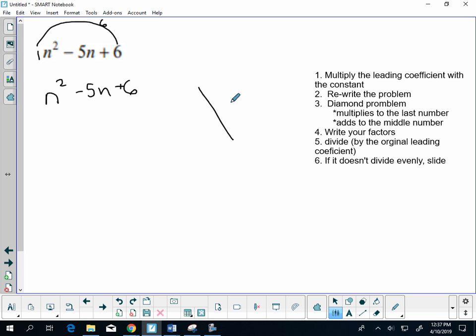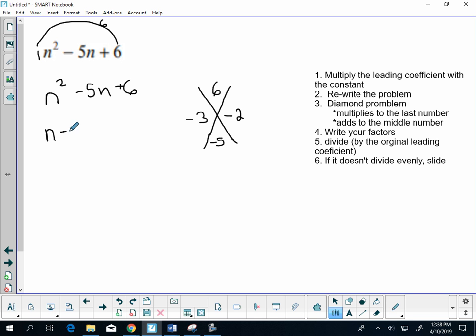I'm going to do my diamond. Needs to multiply to 6, add to negative 5. Ooh, this one's trickier because it has a negative down there, so I'm probably thinking a negative number. And since it has to multiply to be positive, they're both going to be negative. In this case, our numbers are negative 3, negative 2. They multiply to 6, add to negative 5.